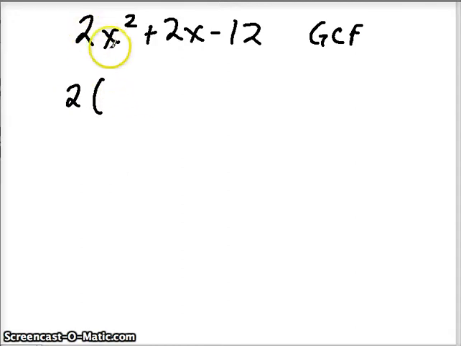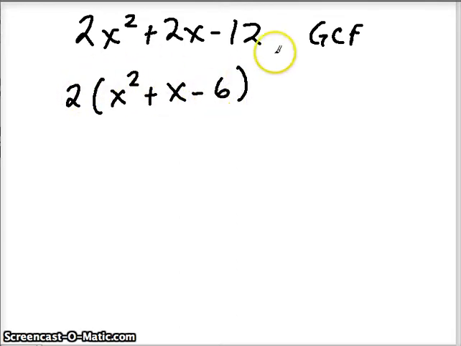So if I divide our first term by 2, or take a 2 out, x squared is left. If I divide my second term by 2, I'm left with x. And if I divide my last term, negative 12, by 2, I am left with negative 6. And again, you can distribute all the way through just to check and make sure you factored correctly. So now you can see that A right here is just 1, so we're only going to use our X technique.